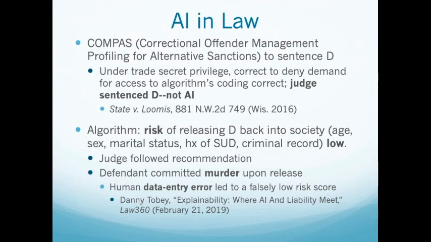Algorithms are being used to predict the risk that a defendant released into society will pose a threat or not. Unfortunately, because of a data entry error by a human, a judge relying on an AI system released a defendant who committed murder upon his release. There's a story about it in Law 360.